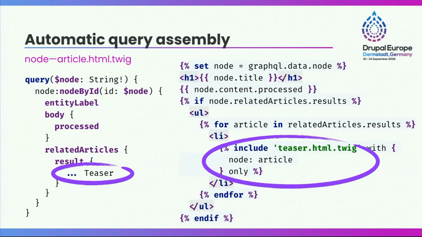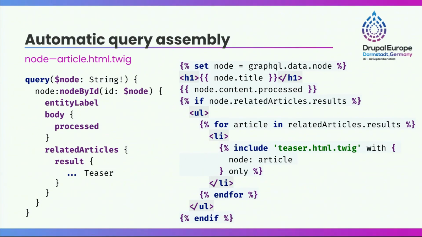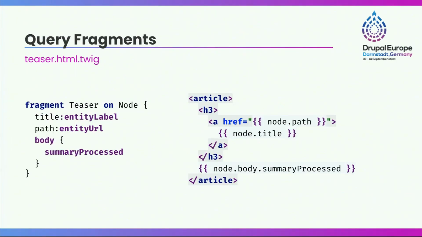And we pass in the result of our related articles field. So we're looping over all the related articles we find, and we pass to the teaser template each row of this result set named as variable node. So it properly corresponds to this template.